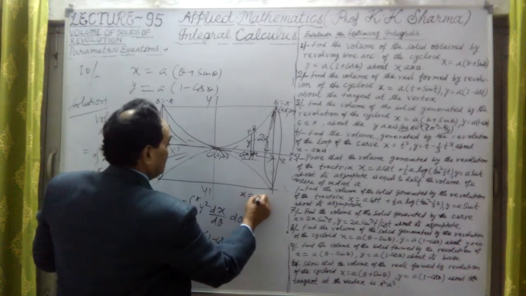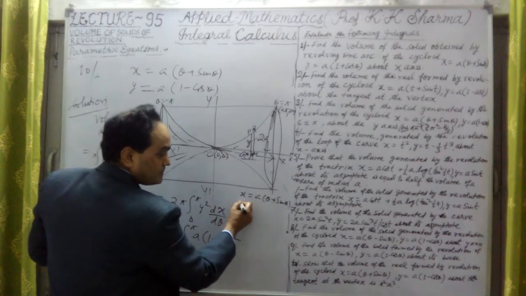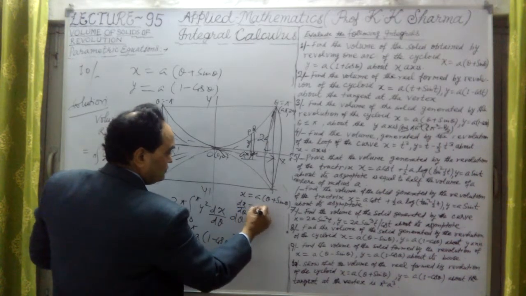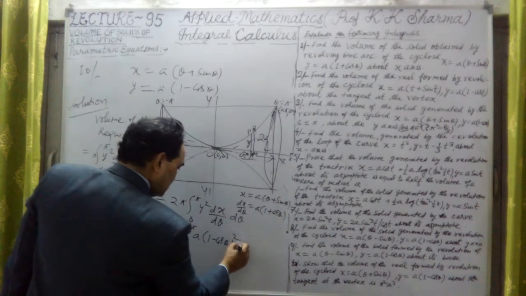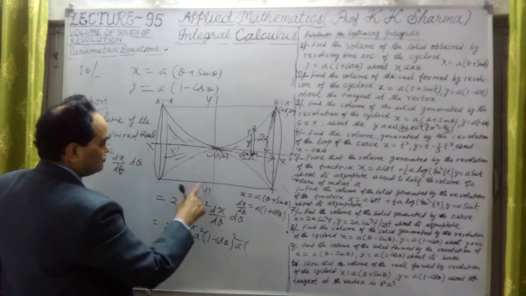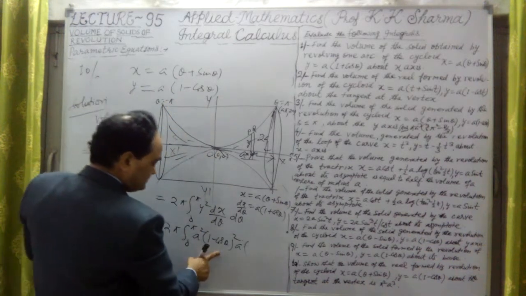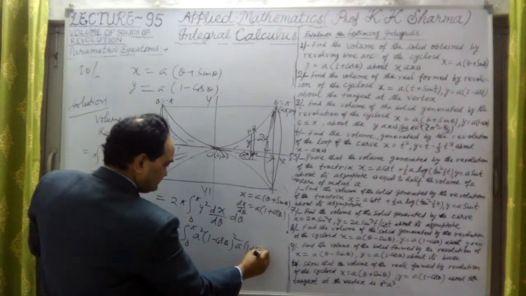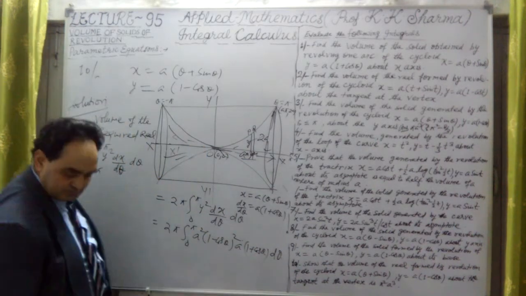Here x equals a into theta plus sin theta. What is dx here? Therefore dx upon d theta is equal to a into 1 plus cos theta. Y square is a square into 1 minus cos theta whole square, the first part. The second part is dx upon d theta, which is a into 1 plus cos theta, into d theta. Simple. This is to be solved.